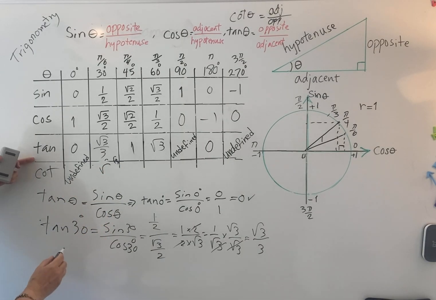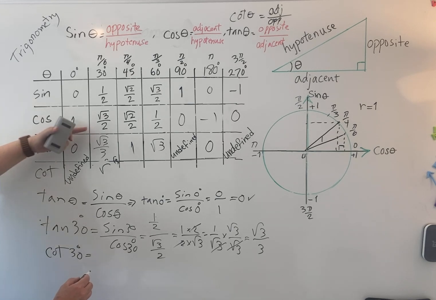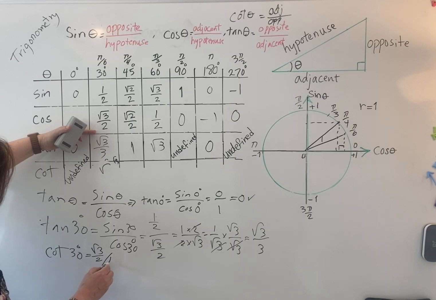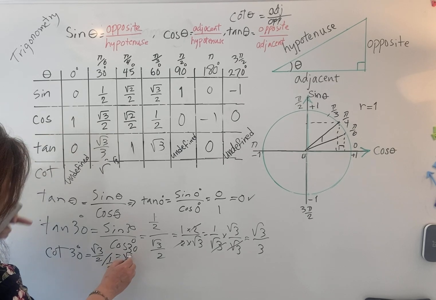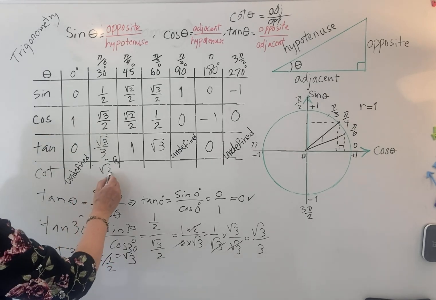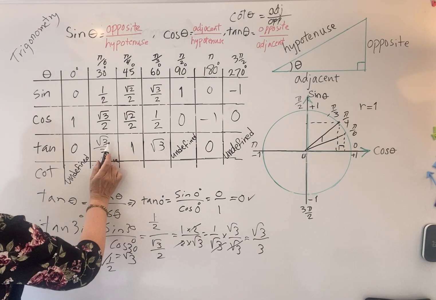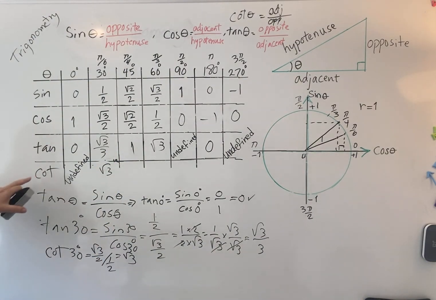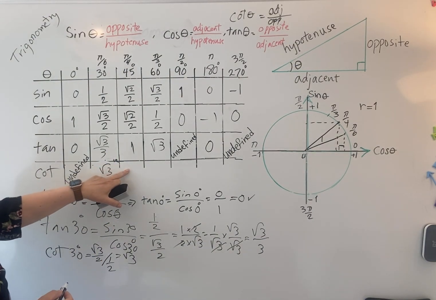Cotangent of 30 degrees. You can use this one too: root 3 over 2 divided by 1 over 2. It's root 3. Yeah, this is root 3. Easier. Okay. Cotangent of 45 degrees.